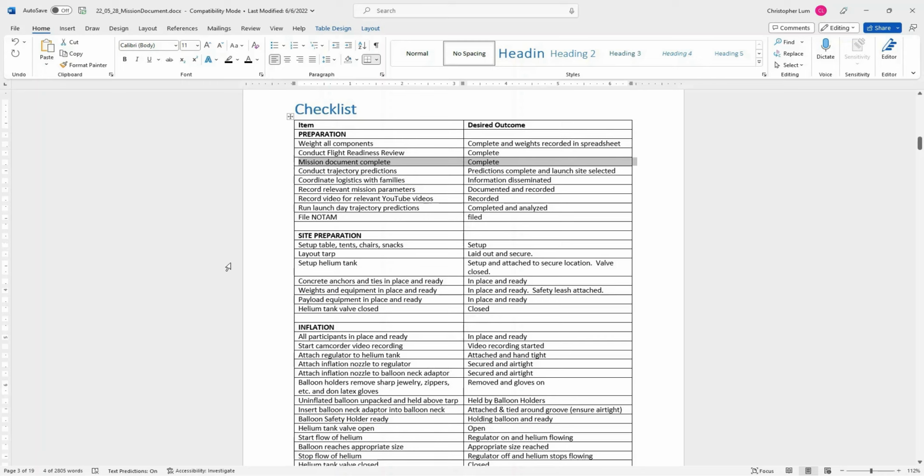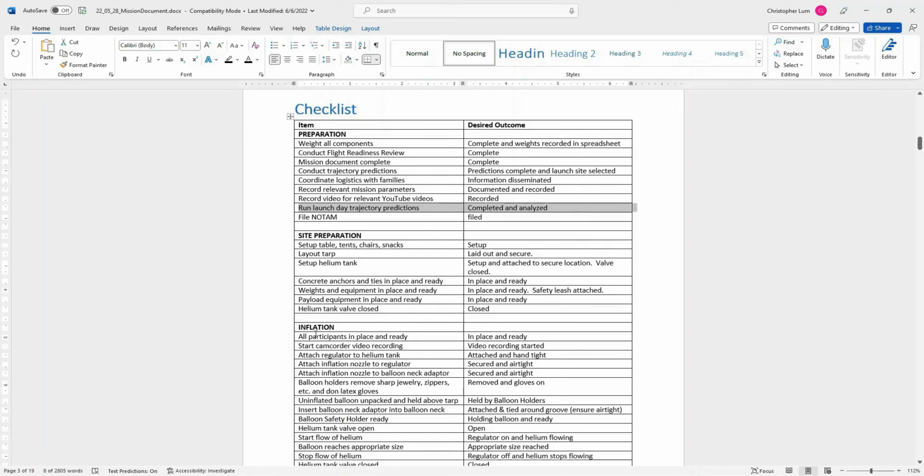We then put together this entire mission document. You can see it's a 19-page document which has all the information that everyone would need to know about this actual launch. And then we conducted all those trajectory predictions we talked about earlier, which allowed us to select the launch site. We then were able to coordinate logistics with all of the families that were involved with the launch. And we also did things like record relevant parameters like the amount of helium necessary, the anticipated ascent rate, things like that, and also shot some video that we're actually showing in this particular video right now.